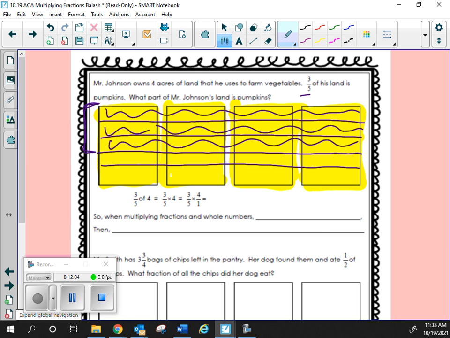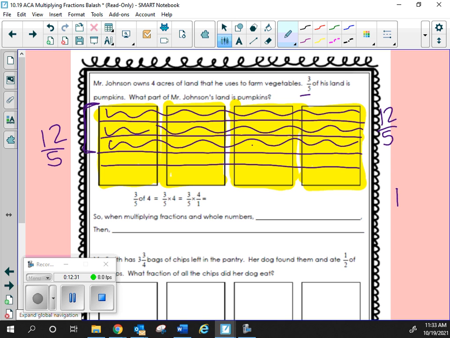Each piece is a 5th, correct? Each side piece, and I need to count how many 5ths I have. So right here I have 1, 2, 3. Count with me. 4, 5, 6, 7, 8, 9, 10, 11, 12. I have 12 5ths. Okay, that's one way to write my answer. But what's another thing I could do? What could I do to 12 5ths? I could simplify it. 12 5ths is the same thing as what?